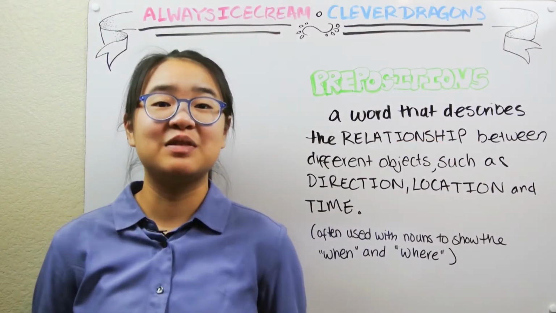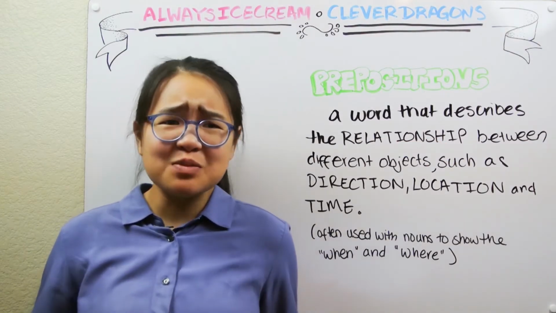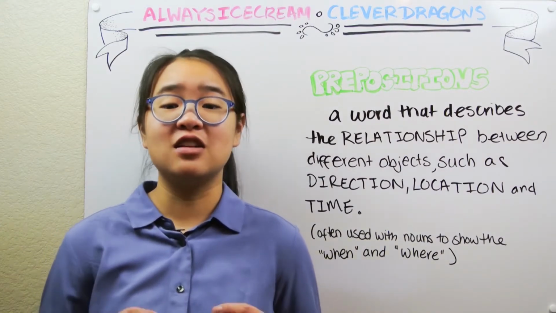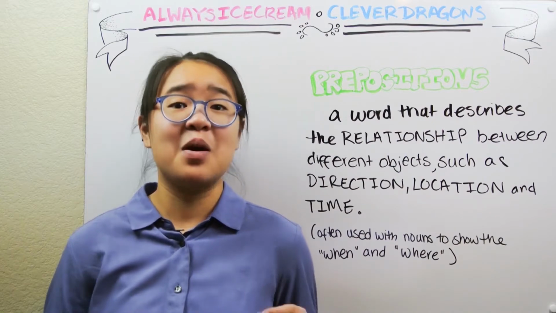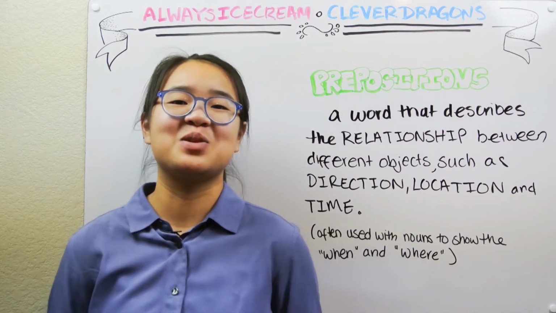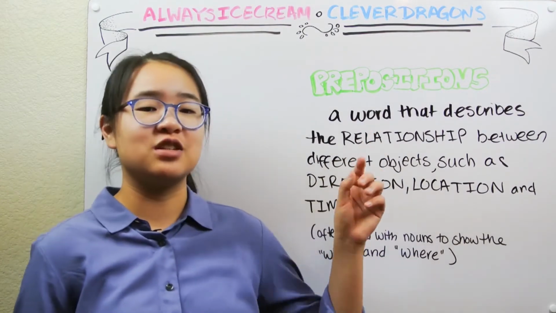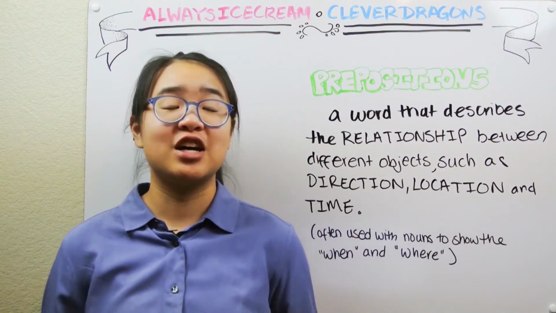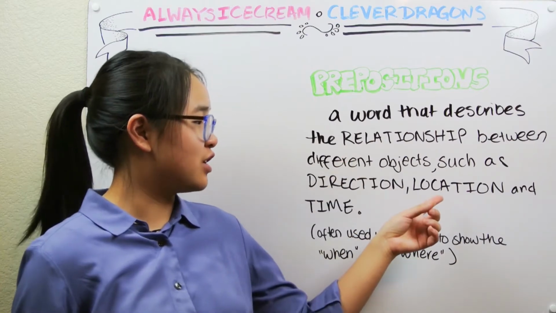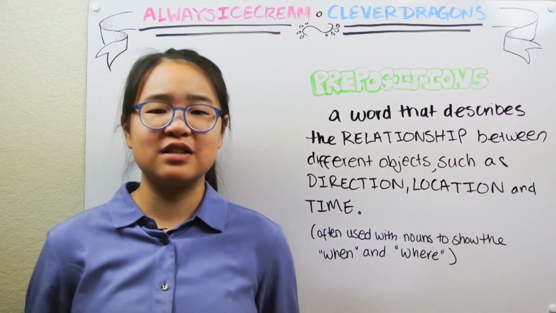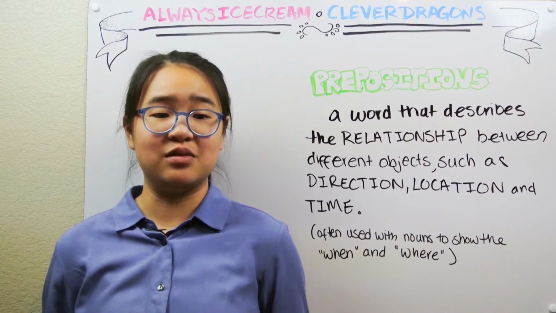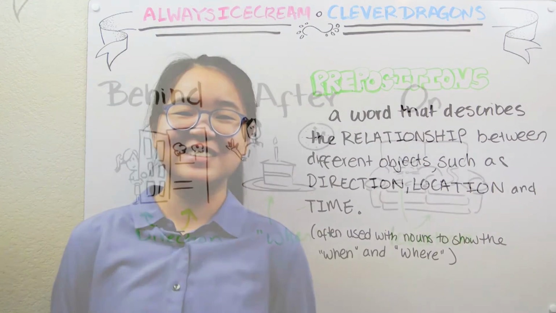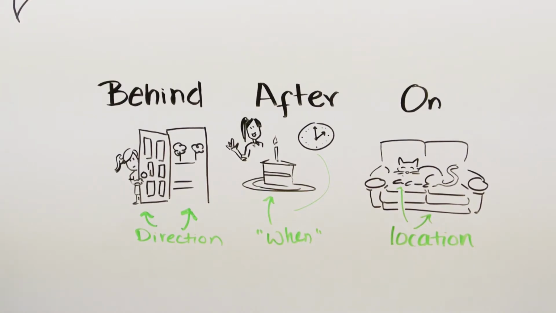So you might be thinking, we've got our nouns, we've got our verbs, what else might we need? Well, think about how helpful it would be to describe not just what something is doing, but also when or where it is doing it. Prepositions are words that describe the relationship between different objects, such as direction, location, and time. So in essence, these are words that are often used with nouns to show the when or the where of something. Let's look at a couple of example sentences.